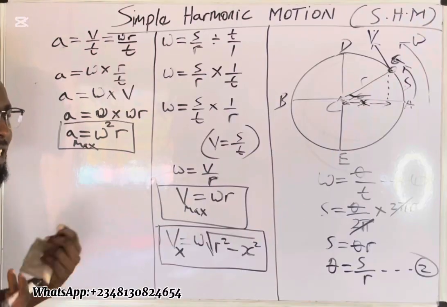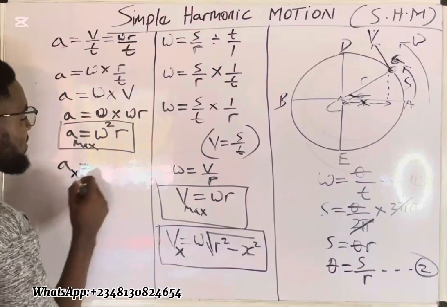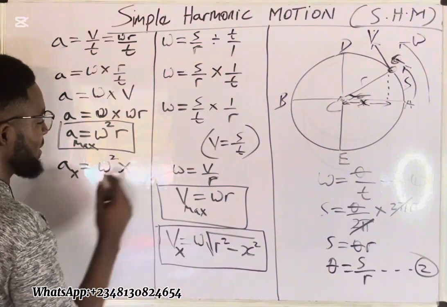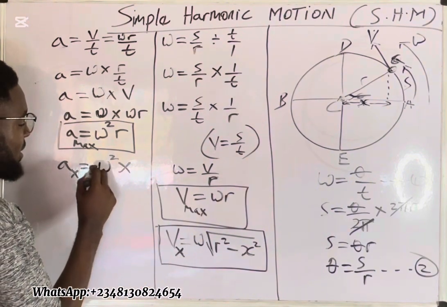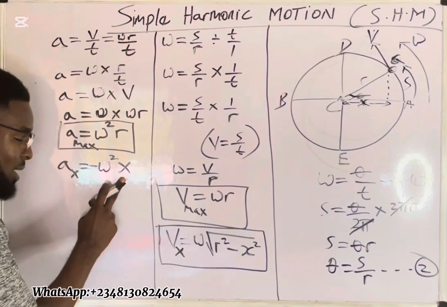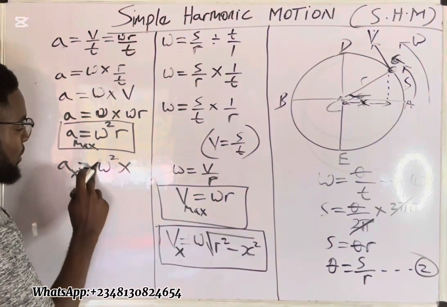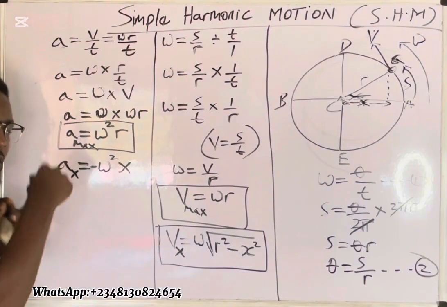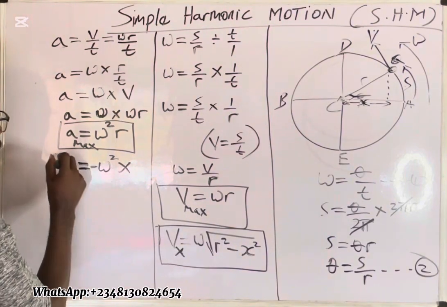If this is maximum acceleration, now the acceleration at any point x will be equal to, let's say, omega square x. And mind you, there's a negative sign here, because this negative sign shows that acceleration and displacement or distance are directly proportional to each other and they are opposite each other. And also, the acceleration of the body is directed towards a fixed point, which is the center of motion.